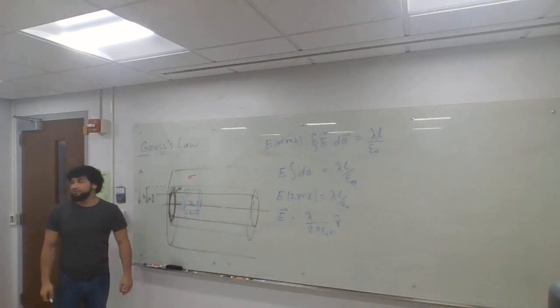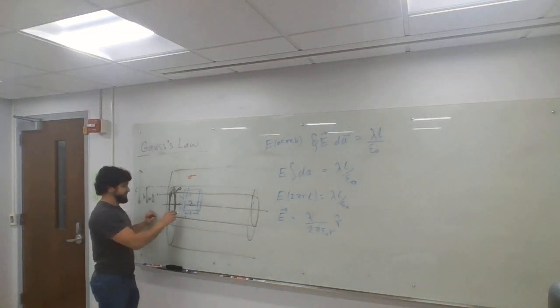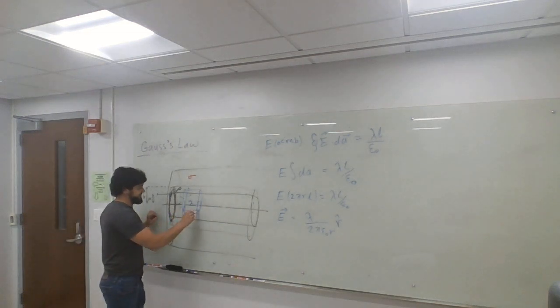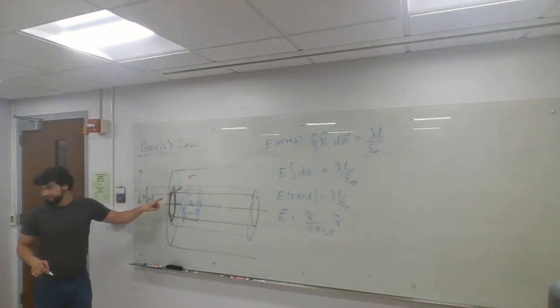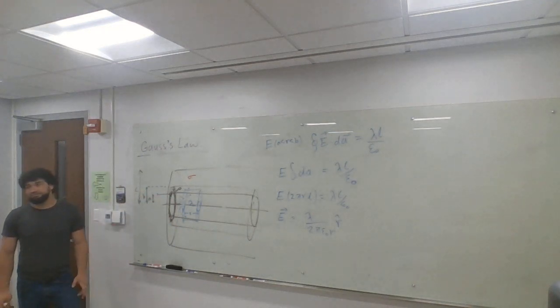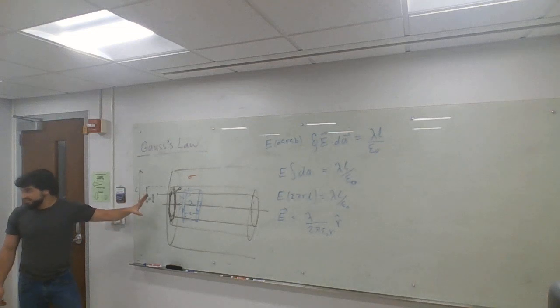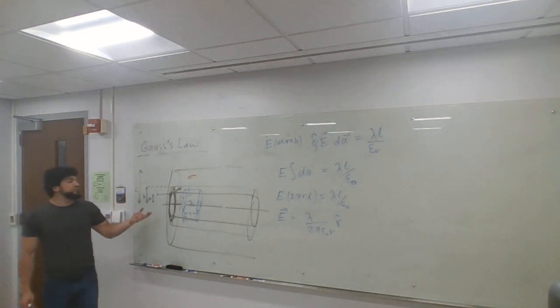So that's my surface now. Should go there. Okay, so that's my surface going through the solid between A and B. You understand it? Okay. In that case, E dot dA is equal to Q enclosed.